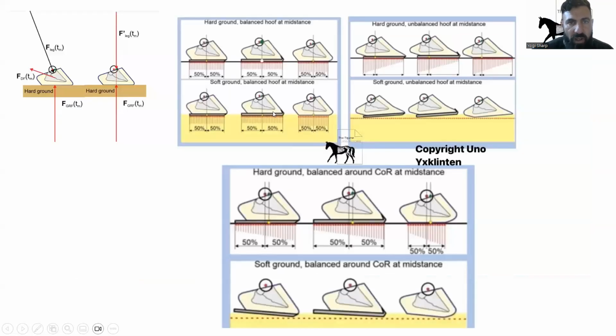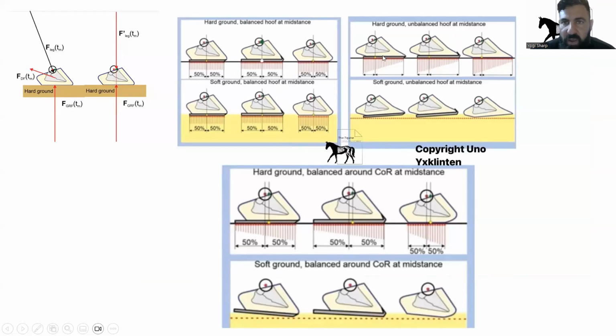So if we create 50-50 around the point of balance, then we have an equal amount of ground reaction forces on the back half of the shoe as the front half of the shoe. Okay, which means that on a soft surface, when the weight of the horse comes over that limb, the heels won't sink in, nor will the toe sink in. And why do we not want that to happen?